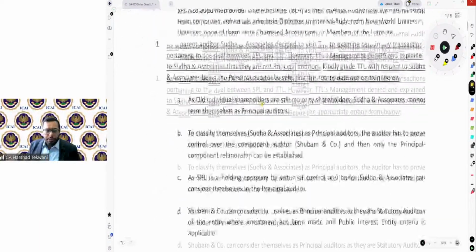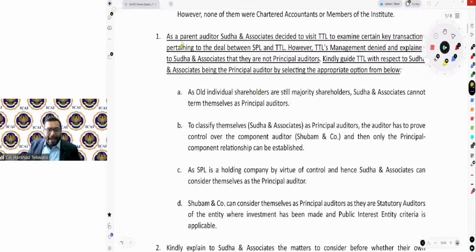So the question was, as a parent entity, Sudha and Associates decided to visit TTL to examine certain key transactions pertaining to the deal. However, management denied and explained to Sudha and Associates that they are not the principal auditors. So we need to select one option. As we know now, the answer. So I'll see the options.